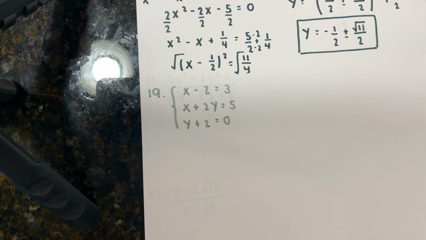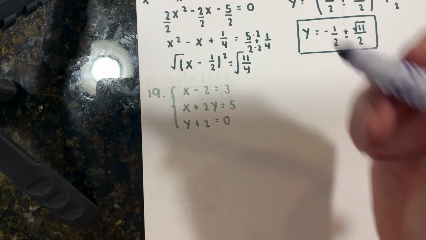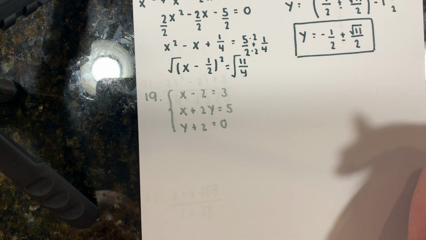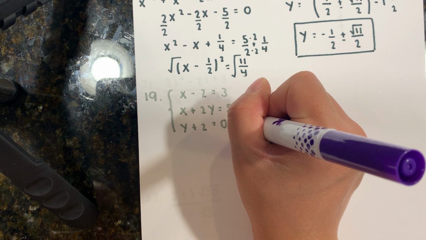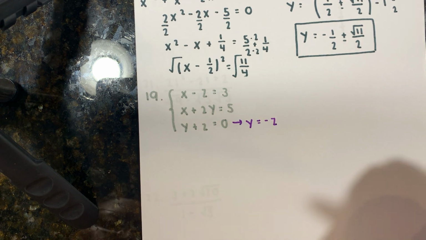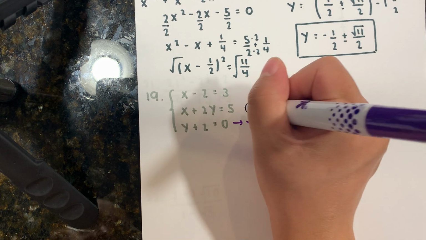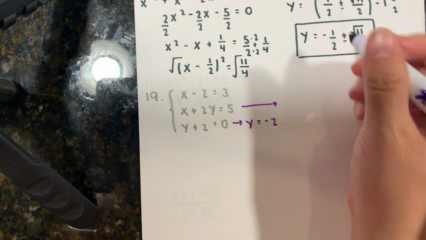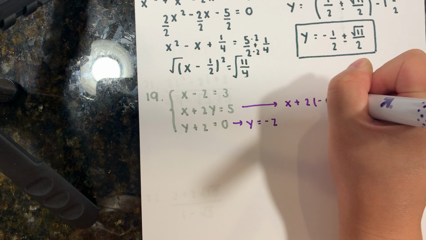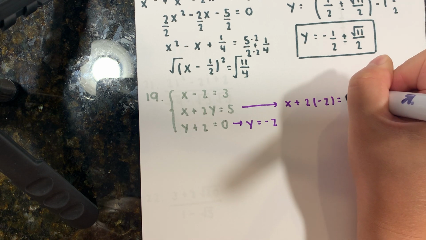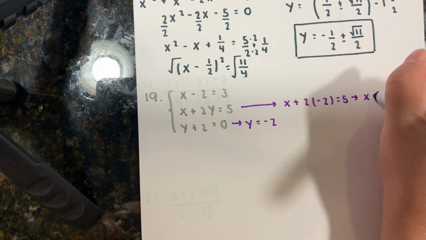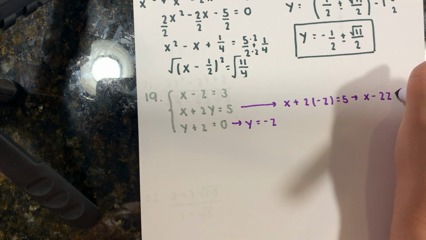Now moving on to number 19, for this one you just have to choose one variable to solve for. So you can solve the bottom equation for y, which would be equal to negative z. I'm going to plug that into this equation. So that would be x plus 2 times negative z equals 5. So x minus 2z equals 5.